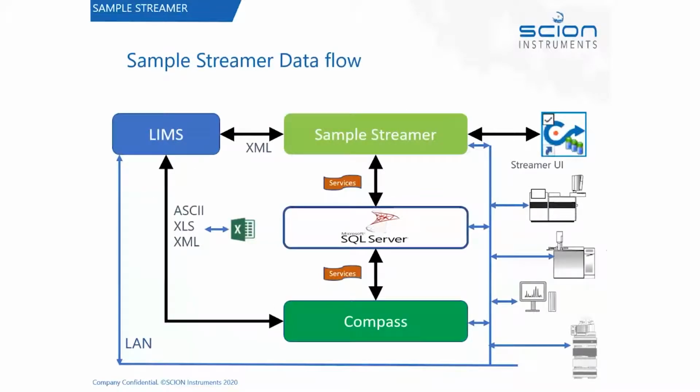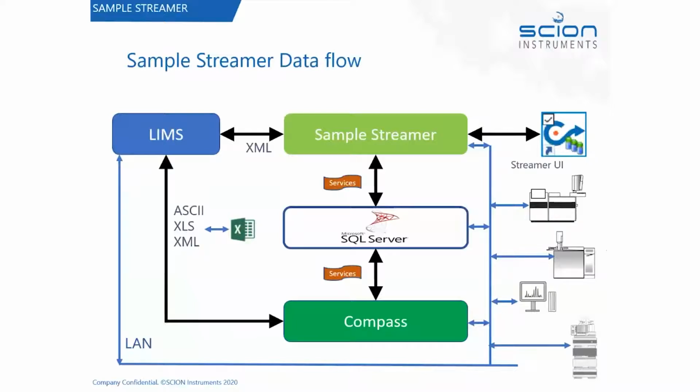So the data flow between these things, as you can see, you have a completely closed loop system. The LIMS issues an XML to Sample Streamer. Sample Streamer uses SQL to keep track of everything, issues that command to Compass. Compass runs the sample, sends the details back to the LIMS. When it sees it coming back, you can look in the export folder and pull back an XML into the LIMS to see the status of any particular run that you are interested in.